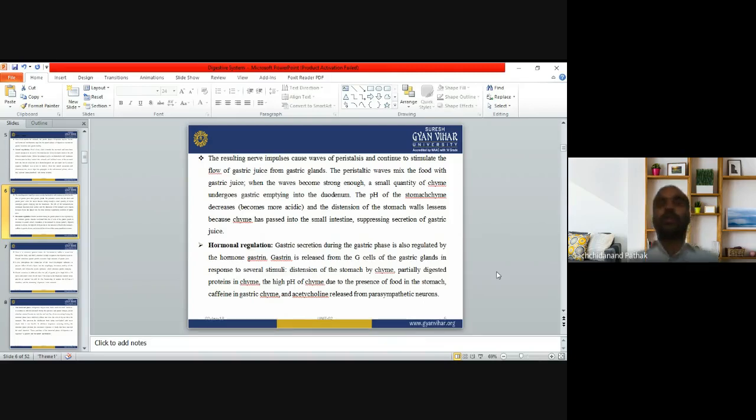Why was all this happening? Due to the distension in the stomach, due to the load in the stomach. The stomach had a load, the stomach was stretched due to the filling of food. So all this was happening.